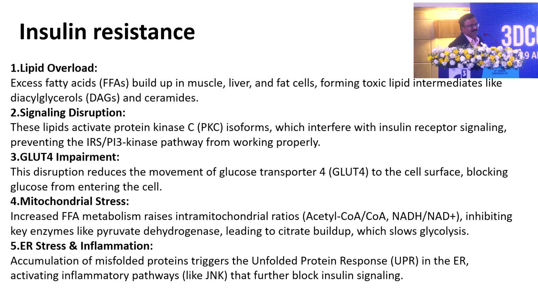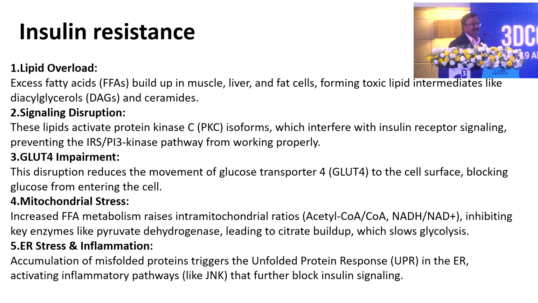The next one is signal disruption. When these lipids, diacylglycerols and ceramides, are in excess, they activate PKC, protein kinase C isoforms, which interfere with insulin receptor signaling, preventing the PI3 kinase pathway from working properly. The third one is GLUT4 impairment. This disruption reduces the movement of GLUT4 to the cell surface, blocking glucose from entering the cell.